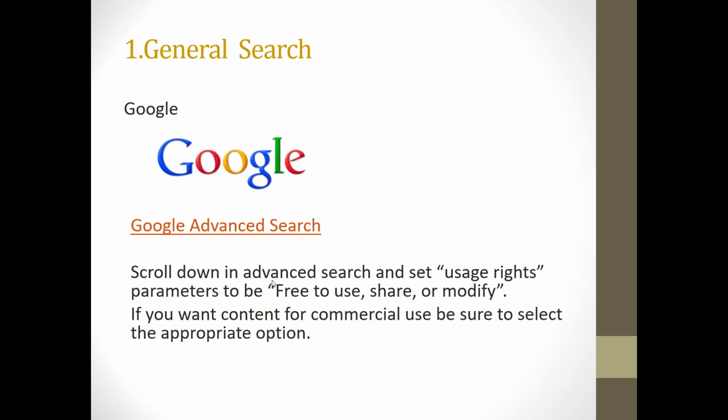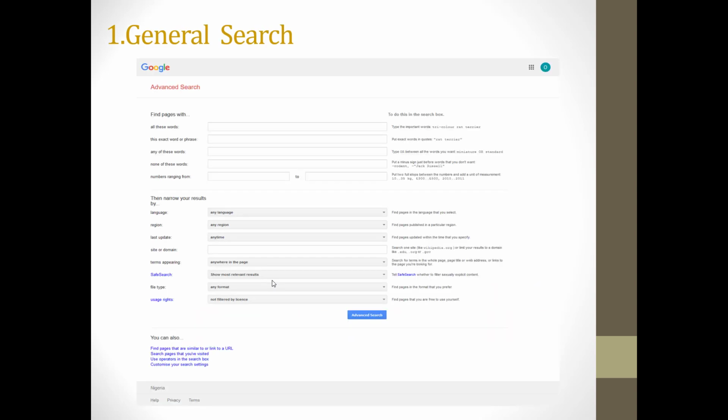Google is the most used and most popular search engine in the world. Google has an advanced search feature that gives you the parameters to search for content, images, audio, or whatever you are looking for that is free to use, share, or modify. And if you want to use it for commercial purposes also, there are options for that using Google search. As you can see on my screen, this is what the advanced search looks like. We'll be looking at the basics of how to use Google search later in the lecture.